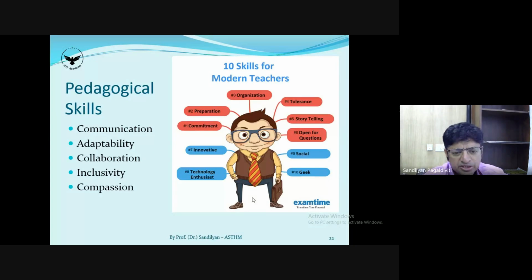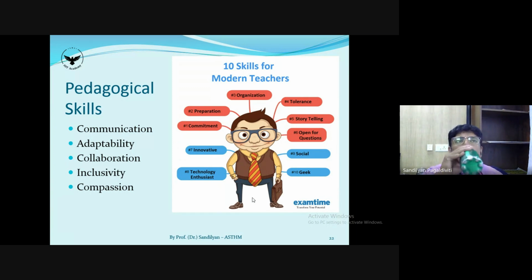So traditionally, teachers needed to have some pedagogical skills which included communication. They needed to be adaptable to the situation. There was a collaborative skill required. They needed to be able to be inclusive with different kinds of mindsets. They need to have compassion.